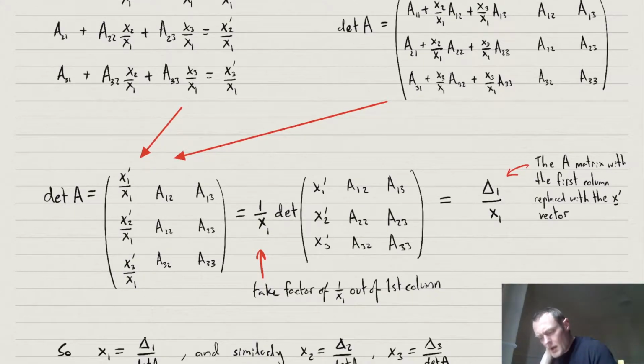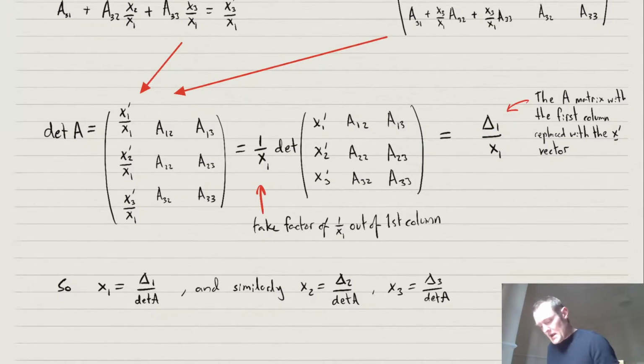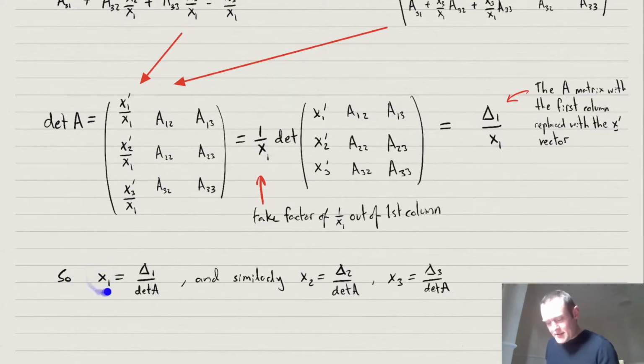At that point, another property of determinants is that we can take any common factor out of a column, and that will just multiply the whole determinant by that common factor. So each of these elements in the first column has a factor of 1 over x1. So we can take that out and just multiply that on the front. So we have an expression now with x1 in it, and x1 is one of the unknowns that we're trying to solve for. And so we have the determinant of the matrix is the determinant of this matrix divided by that x1. And so we can just rearrange that to solve for x1.